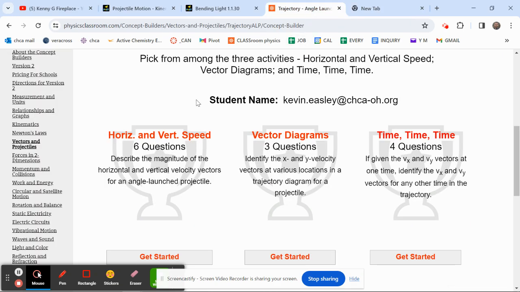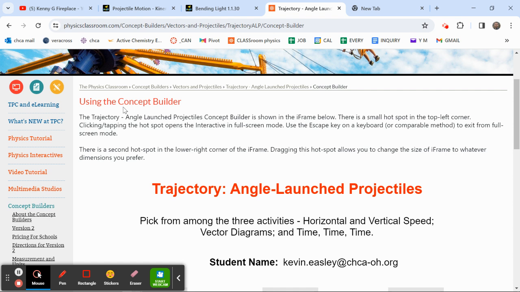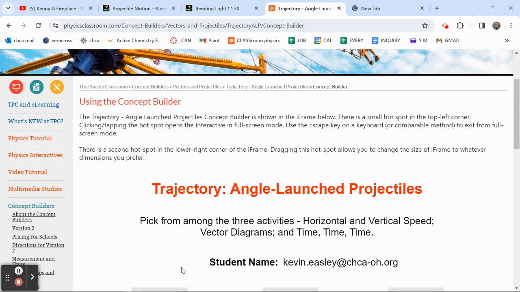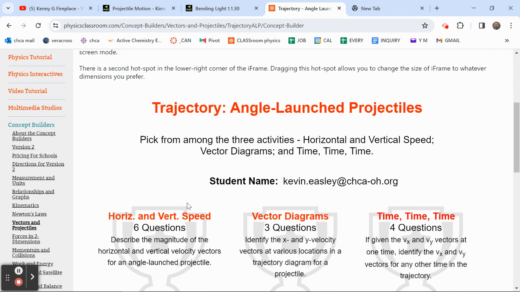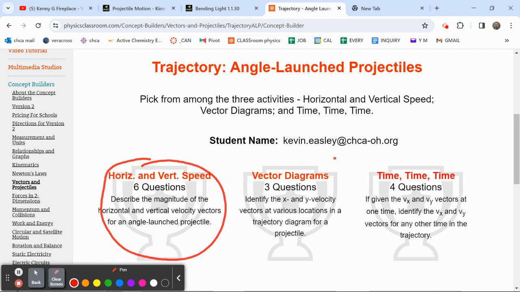The purpose of this video is to show what the assignment is on Concept Builder, and specifically trajectory angle launched projectiles. It's worth noting that I'm only having you do this one. I'm not asking you to complete these. Only do this one.